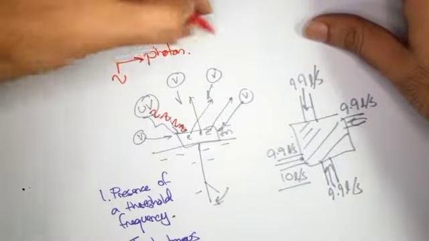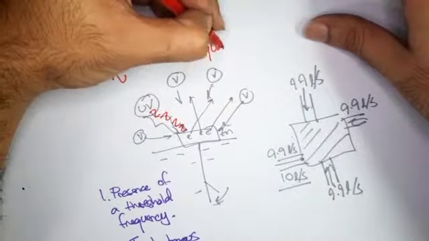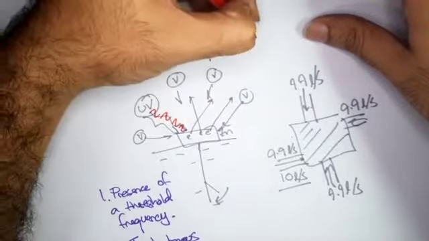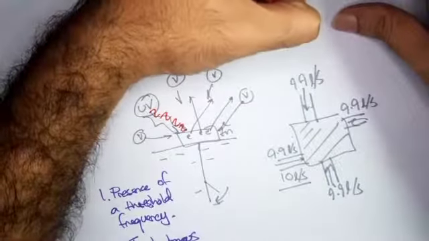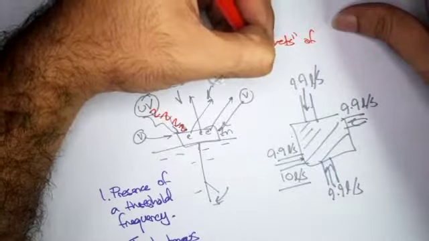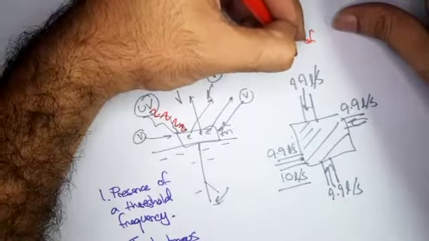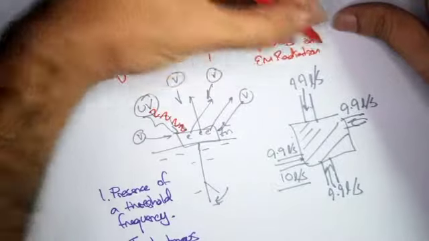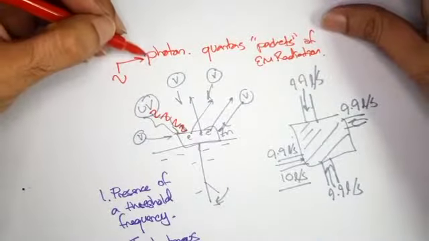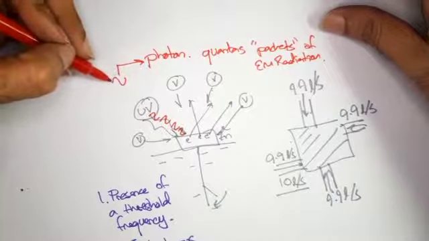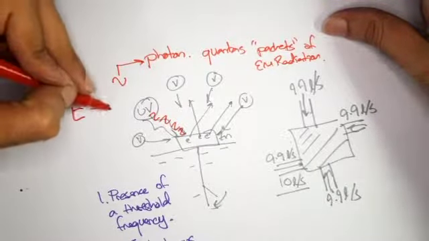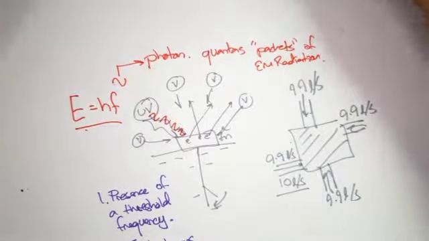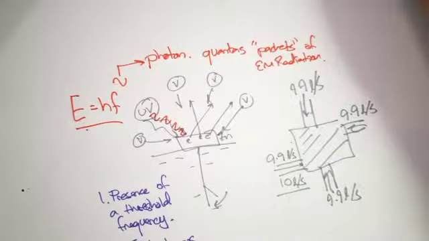Photons are basically quanta or packets of electromagnetic radiation. So a photon is like a light particle. So UV light would be like this. And the energy of a photon, E, is equal to hf. That's basically what we understood.